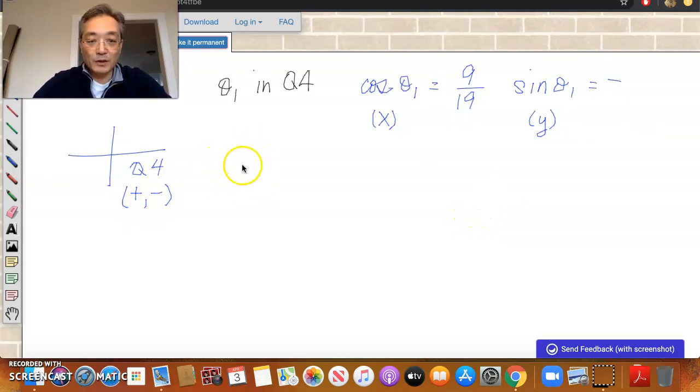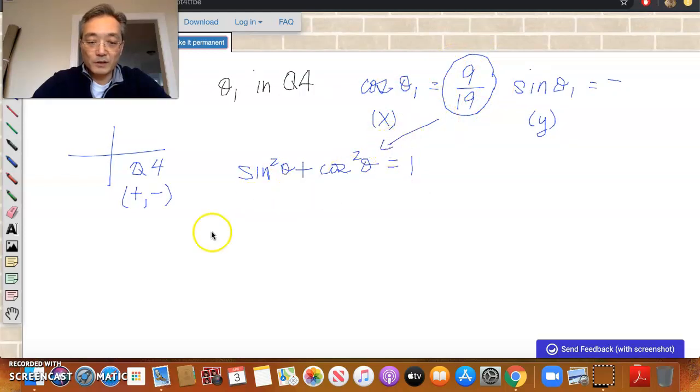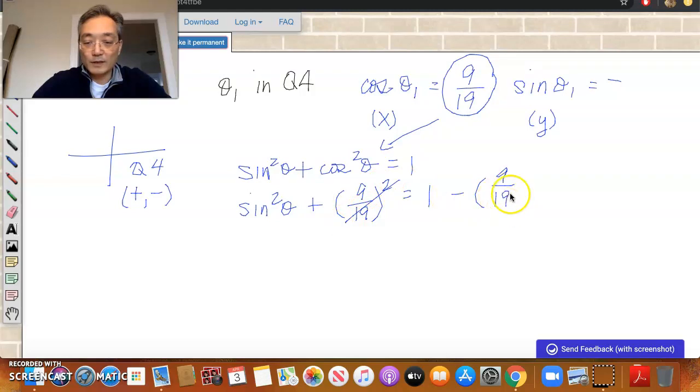And again, now let's use our Pythagorean identity. So again, sine squared theta plus cosine squared theta is equal to 1. Plug in our value for cosine of theta right there. So substitute it in. And we'll have sine squared theta plus 9 over 19 squared is equal to 1. And now we just have to solve for sine, right? So again, let's subtract both sides by 9 over 19 squared, like so.